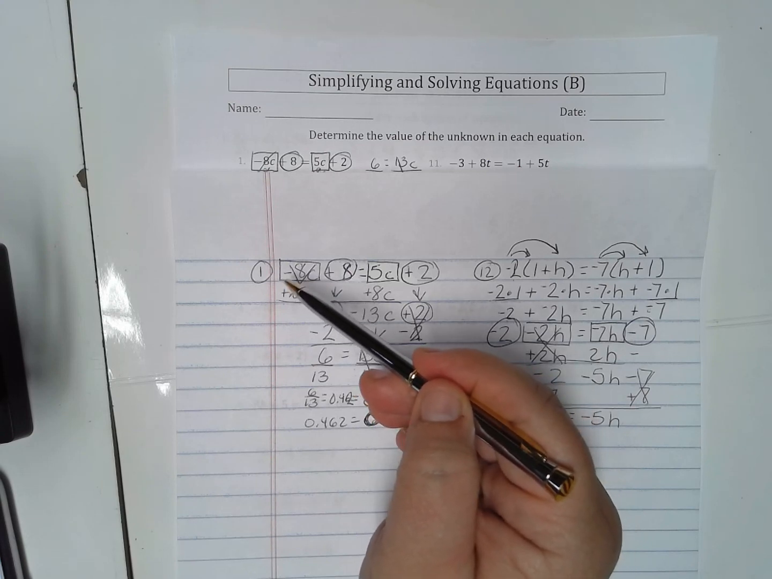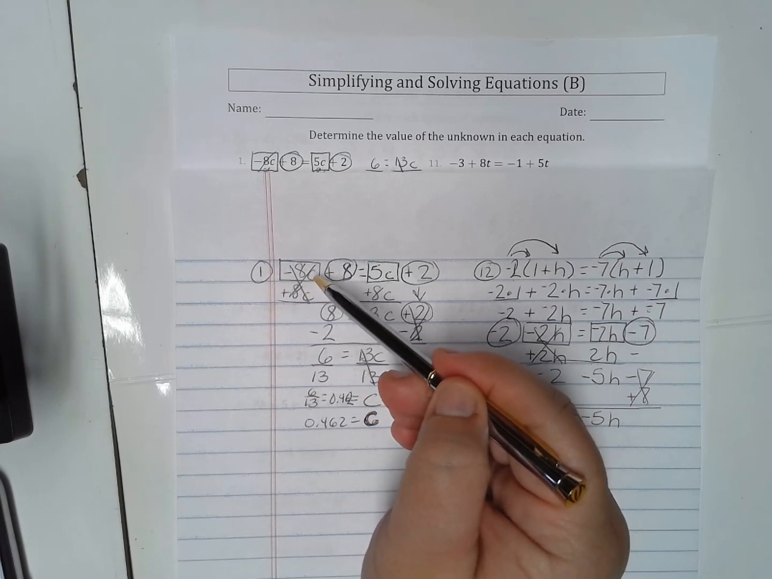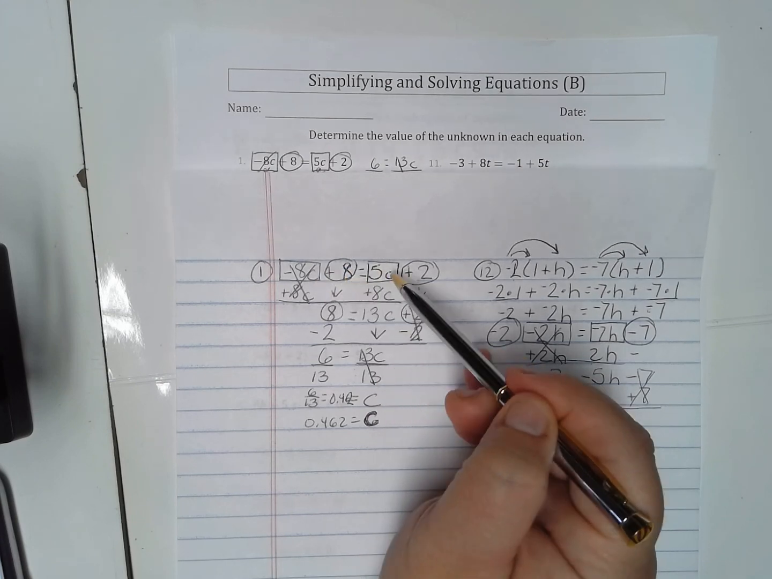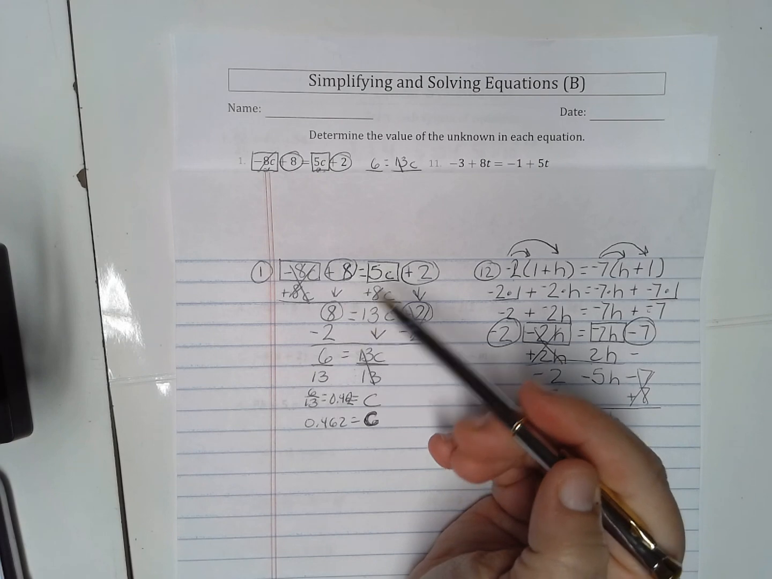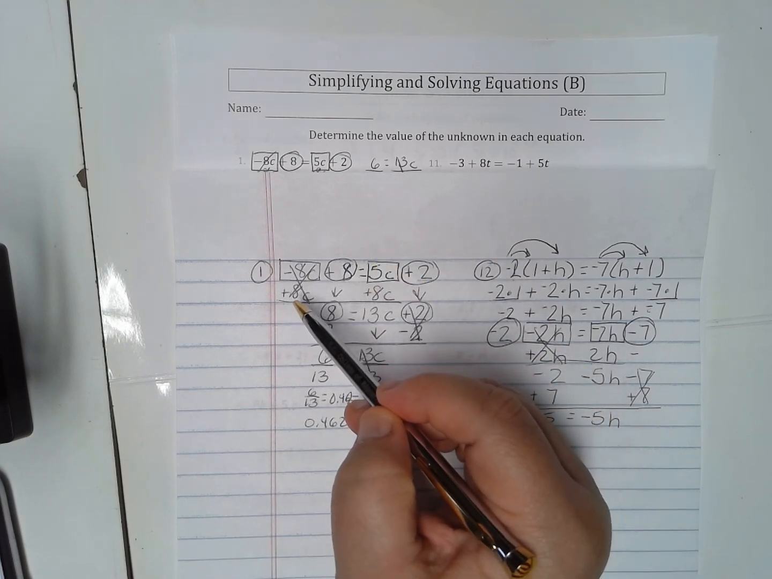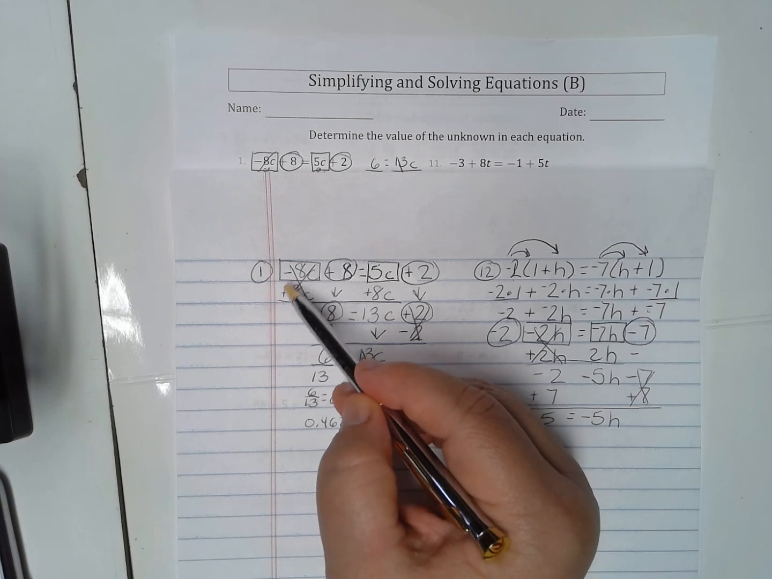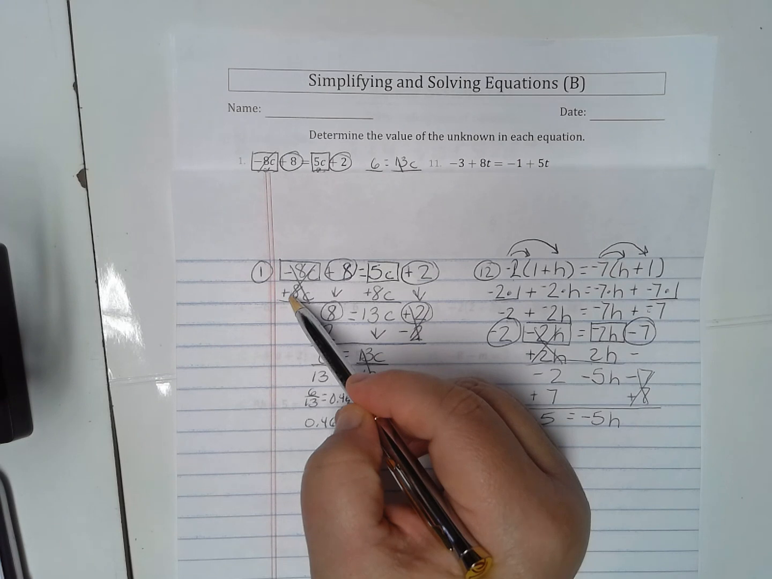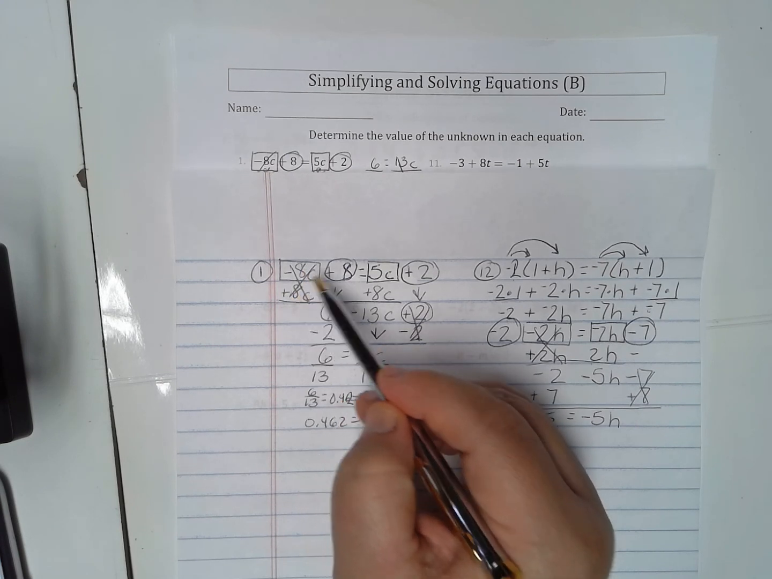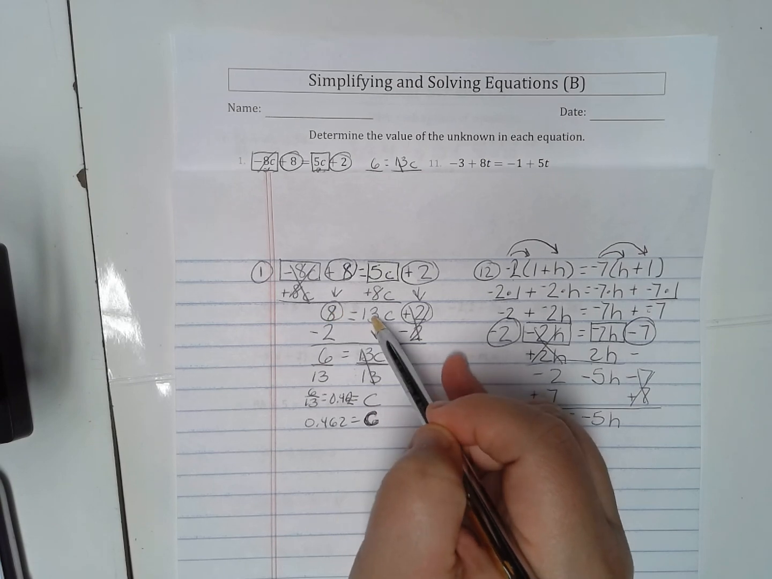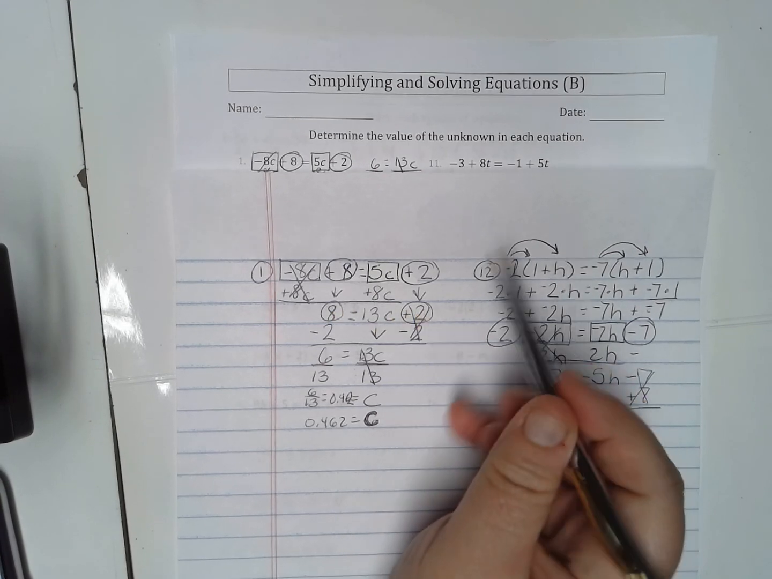So here, I boxed my variable, my c's, and I circled my constants, my numbers without a variable. And then all I did was I followed the process we do. We do the opposite operation. The opposite of subtraction or negative is addition. So we do the opposite operation and we get 8 equals 13c plus 2.